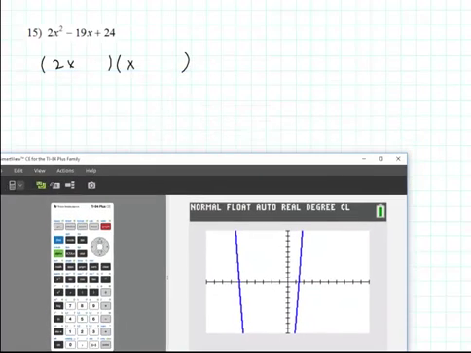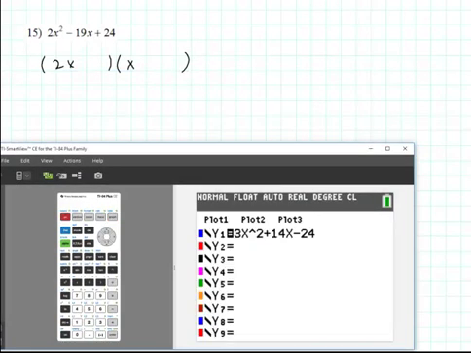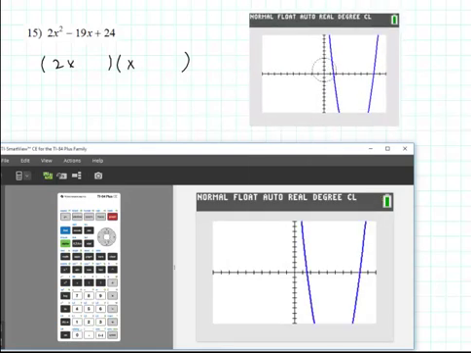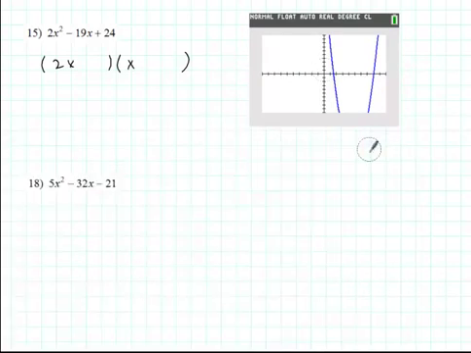Let's do a couple more. Two sets of parentheses. I'm going to split my 2x squared into a 2x here and an x here. Go to my graphing calculator. Here we have a nice solution. Here we have a fraction solution. That's probably 1.5 right there.